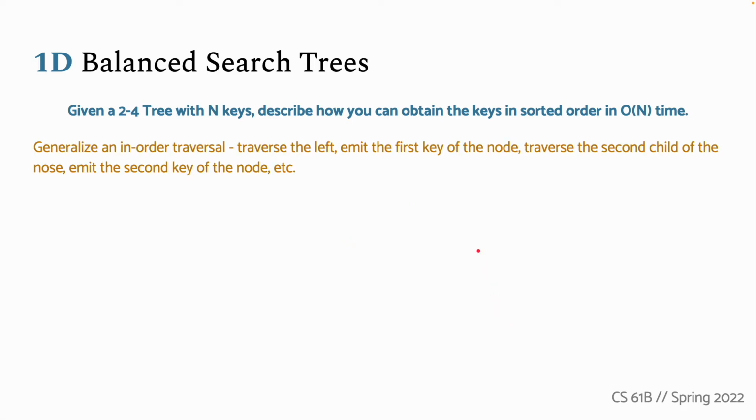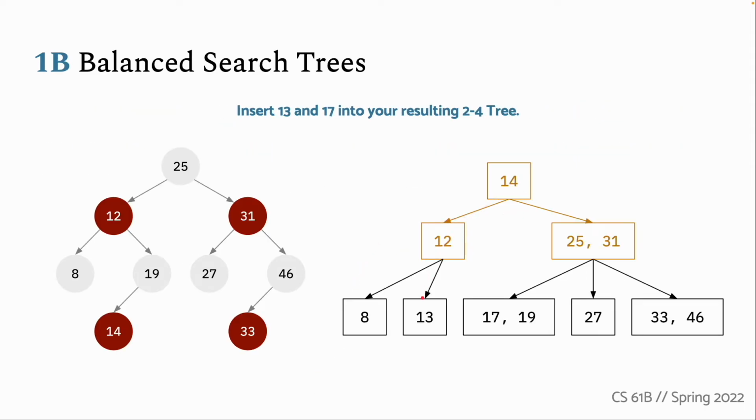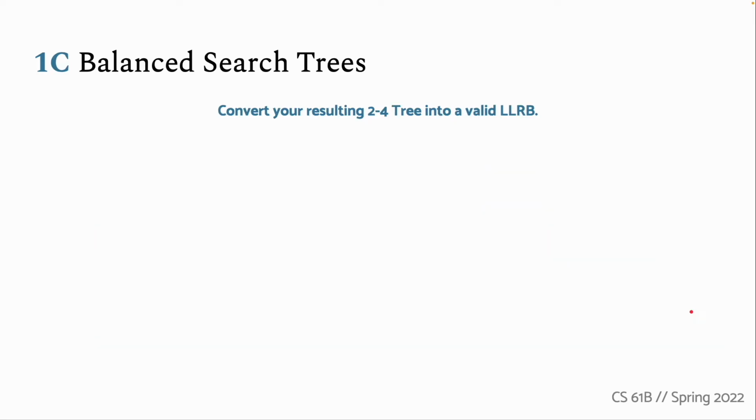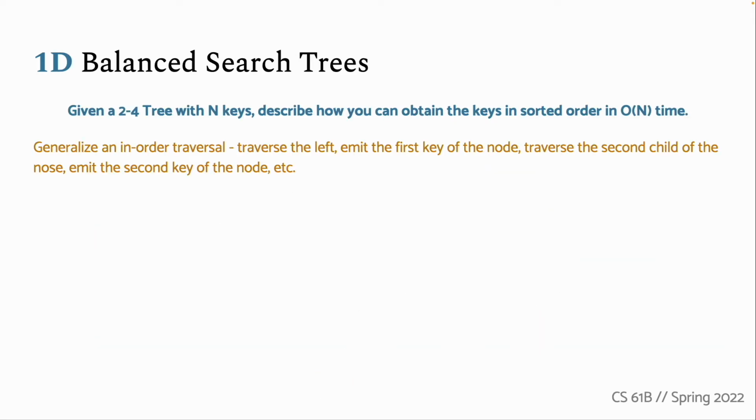In this case, we're just going to generalize an in-order traversal to apply to B trees or 2-4 trees. So we're going to traverse the left and then emit the first key of the node, traverse the second child, emit the second key of the node, etc. Let me show you what that looks like on a 2-4 tree. It's going to result in an interesting wave pattern. If we wanted to traverse the subtree, we would emit these 2 values and then 25 and then emit this value and then 31 and then this value. So it's the same as an in-order traversal except with a little more nuance because we now have multiple values per node and they aren't all emitted at the same time.